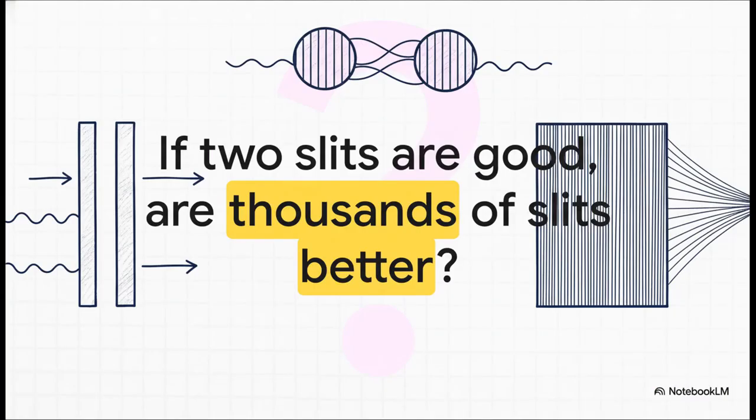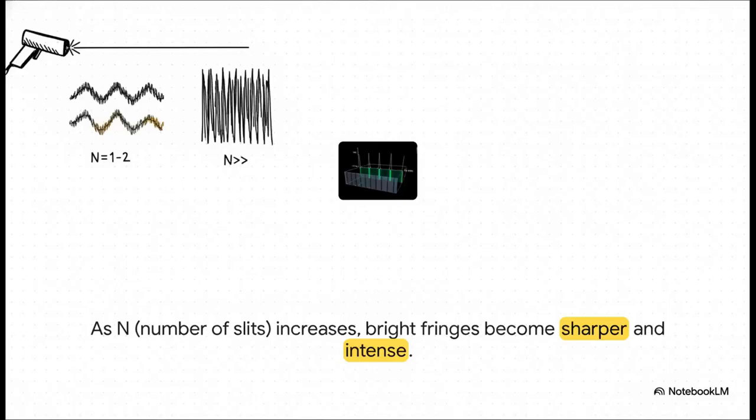So this leads us to that classic engineering question. If 2 is good, is more better? Are we actually gaining something significant by adding all those extra slits? Are we building a more powerful, more precise tool? And the answer is a huge, resounding yes.